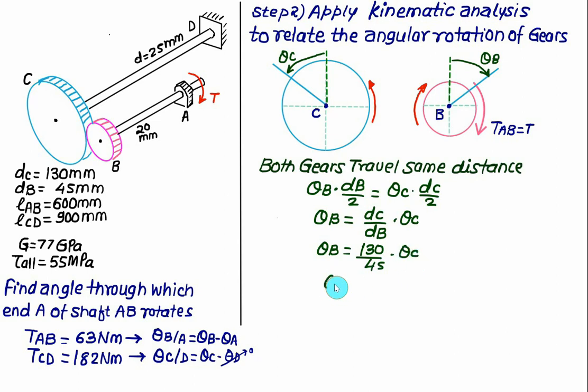That is, theta B is approximately 2.8 times theta C. So this is another equation we have: theta B is equal to 2.8 times theta C. Now theta B with respect to A can be calculated as TAB times L of AB divided by JG, and theta C with respect to D can be calculated as torque multiplied by length divided by J times G. Finally we can use the last equation relating theta B and theta C to calculate the angle of rotation at point A.